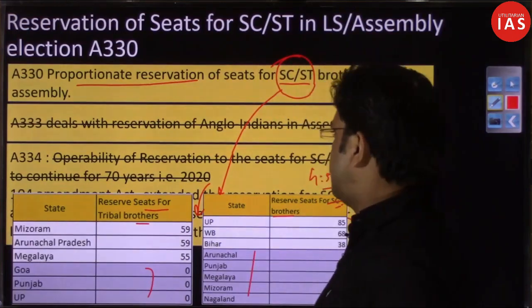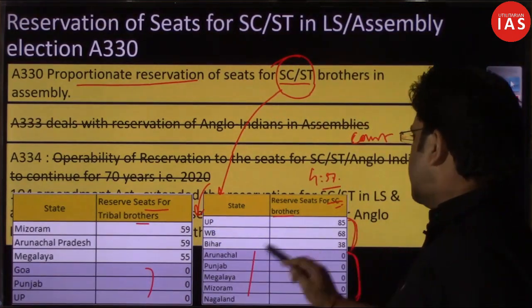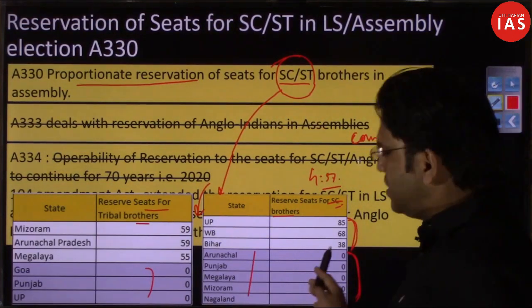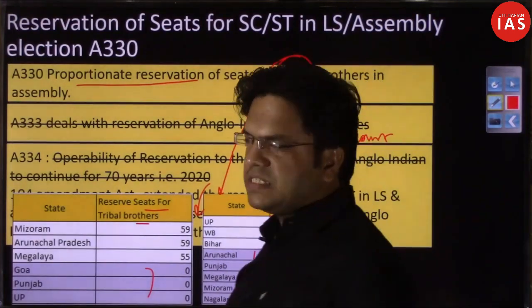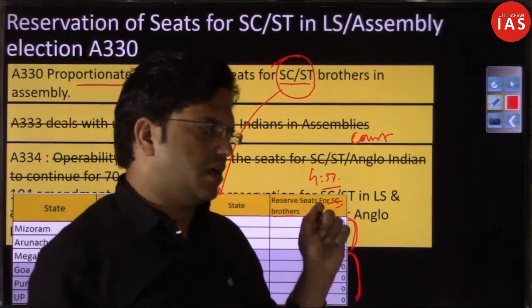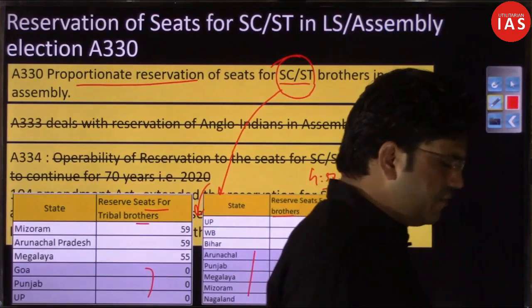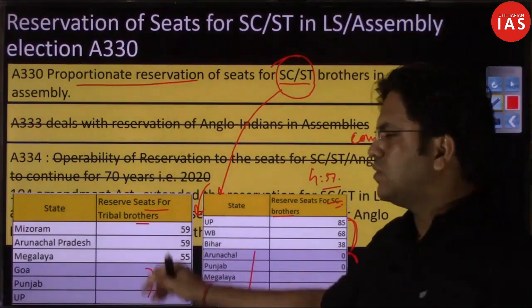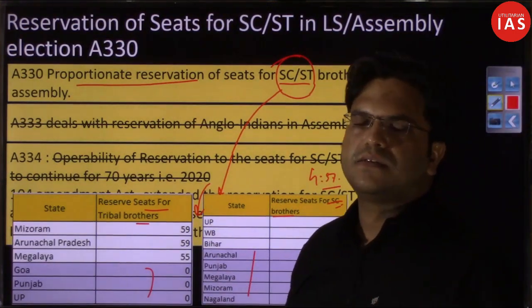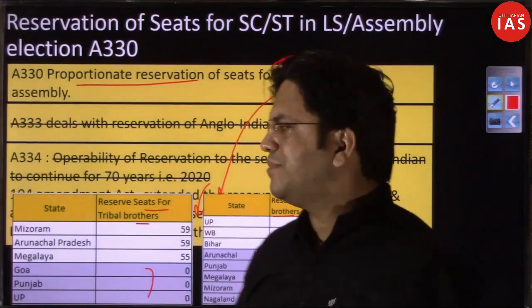So I hope that point would be clear. Again, Lakshmikant does have a huge list of which particular state has reserved how many seats for the SC community and which state has reserved how many seats for the ST community. Again, that is not humanly possible, neither desirable as well.